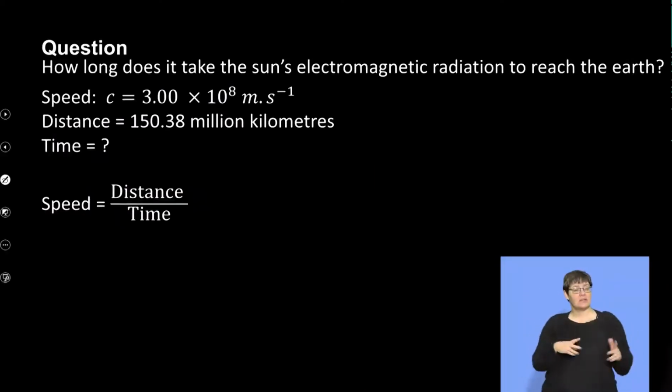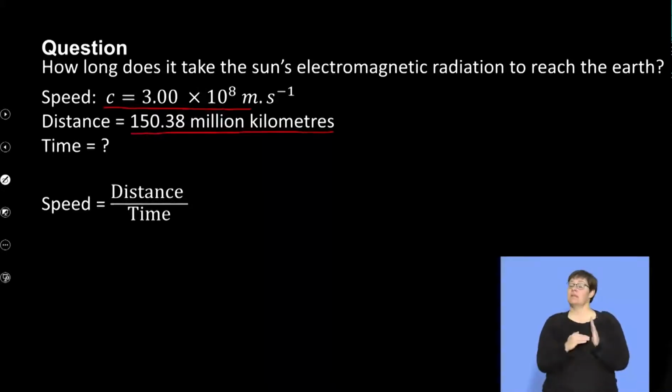So to begin, we need to list all of our variables. We have the speed, 3 times 10 to the power of 8 meters per second. Now remember that it's in meters per second, so we're going to have to convert any other units that involve distance to meters as well. We also have the distance that we mentioned earlier, 150.38 million kilometers. We're going to have to convert this into meters.